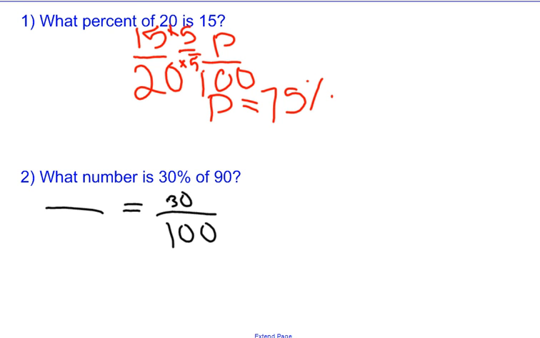There it is. And now, what do you know? The part or the whole? It says, what number is 30% of 90? The whole. So where does that go? Good job. And what number? We don't know the number, so he's using n. Okay, good. Now you can solve it.